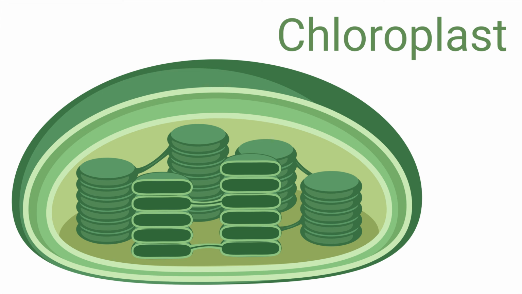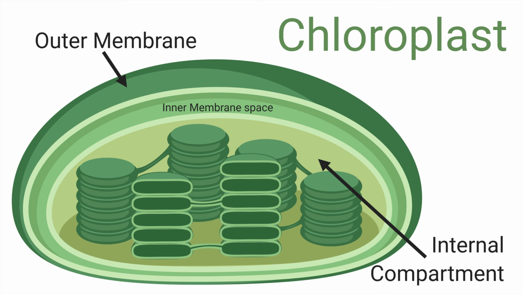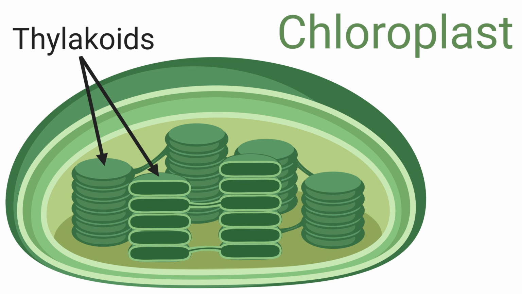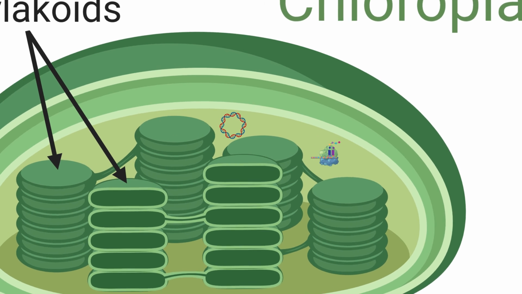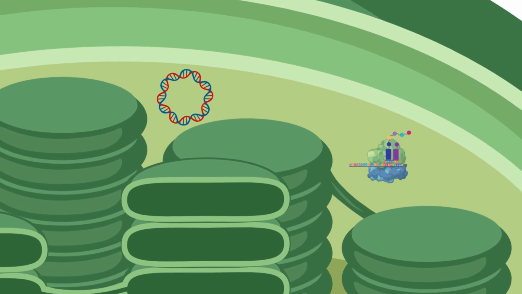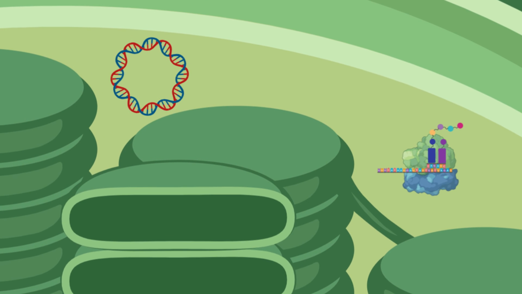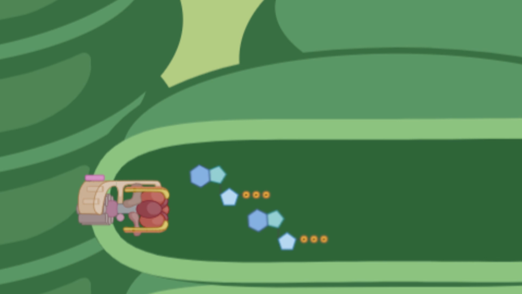Chloroplasts are a double membrane organelle with an outer membrane, an inner membrane space, and an internal compartment that contains an interesting system of interconnected, flattened sacs called thylakoids. One stack of these sacs is called a granum. The thylakoids are surrounded by a fluid called the stroma, which also contains all the chloroplast DNA and ribosomes, as well as a variety of enzymes. And similar to the mitochondrial matrix, the thylakoid membrane contains proteins that use the energy from light to produce ATP.